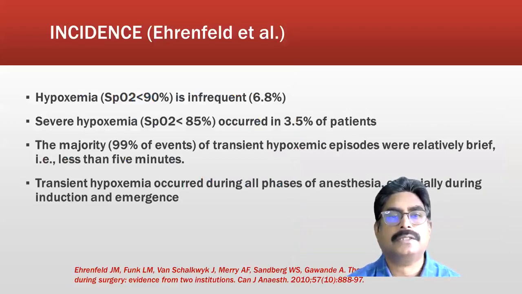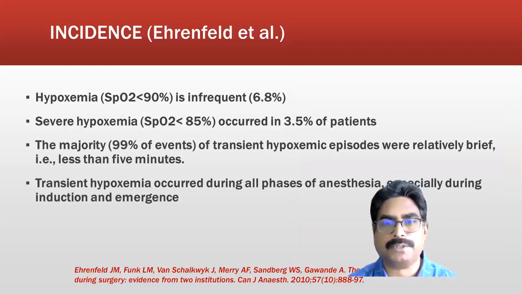This is the incidence taken from Ehrenfeld et al., published in the Canadian Journal of Anesthesia. The hypoxia is infrequent, that is 6.8%. Among the hypoxia, severe hypoxia, that is SpO2 less than 85%, occurs only in 3.5% of the patients. And the majority, that is 99% of the transient hypoxic episodes, were relatively brief, that is less than 5 minutes.